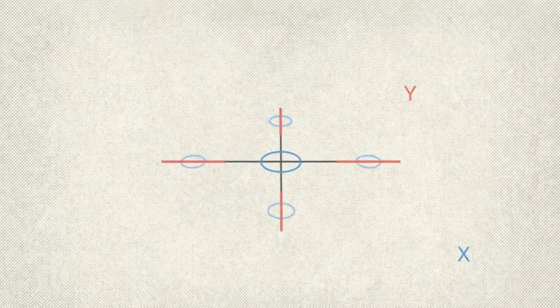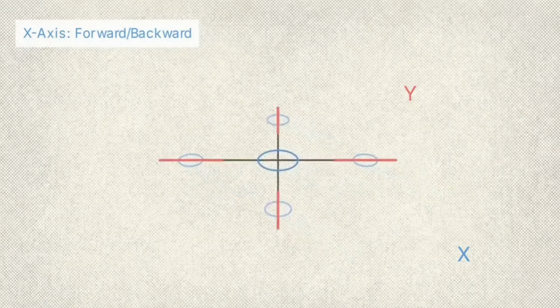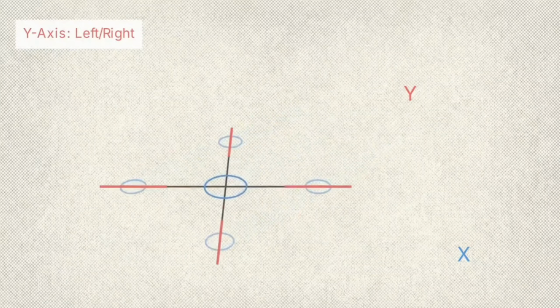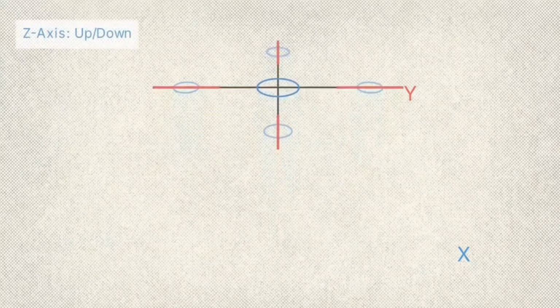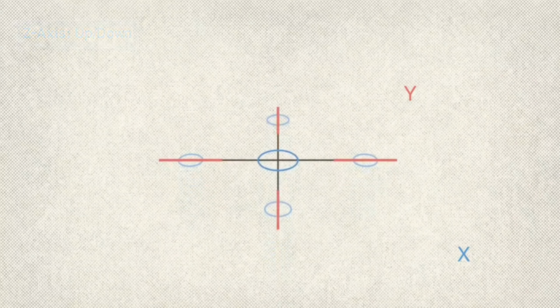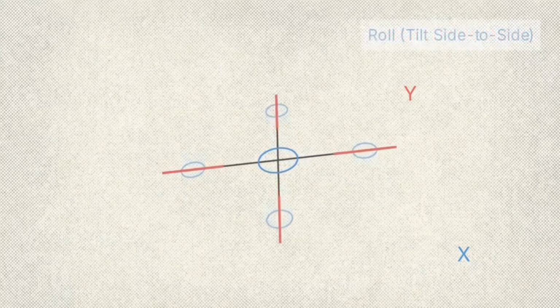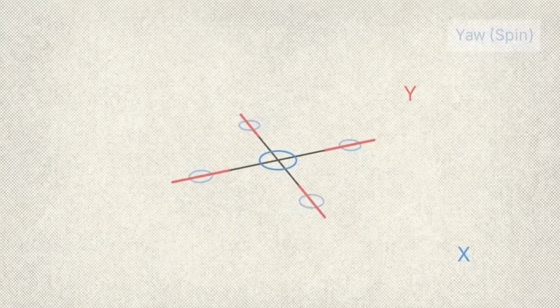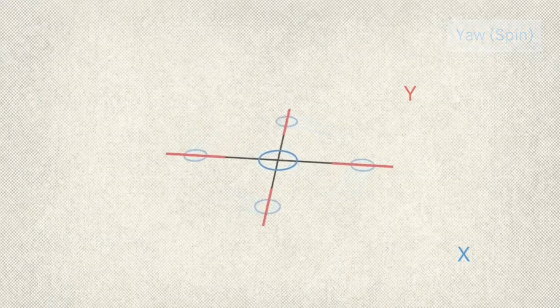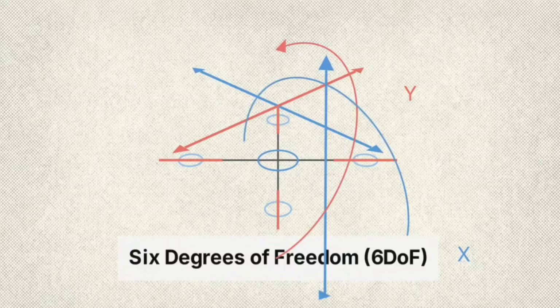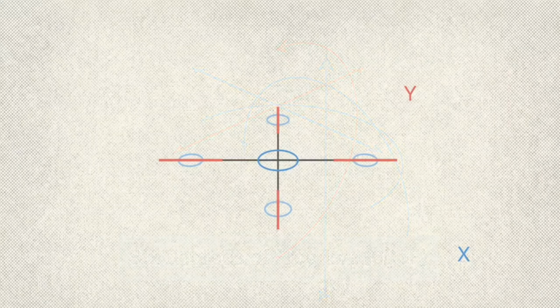There are three axes of spatial translation: moving forward and backward along the x-axis, left and right along the y-axis, and up and down along the z-axis. There are also three axes of rotation. The drone can tilt up and down, known as pitch. It can tilt side to side, known as roll, and it can spin on its center point, known as yaw. These 6 movements combined constitute the 6 degrees of freedom required for spatial control in a three-dimensional environment.